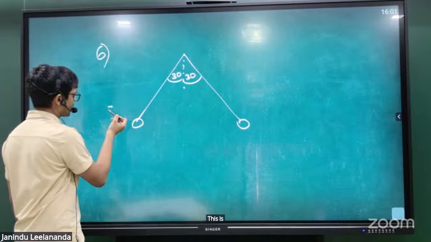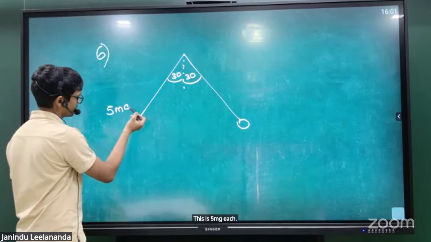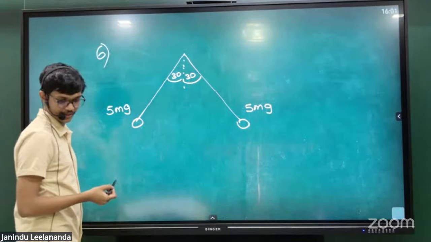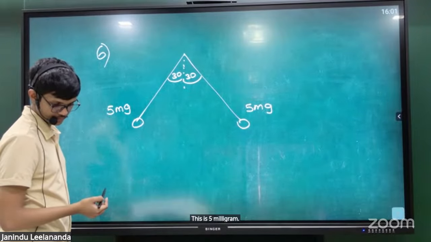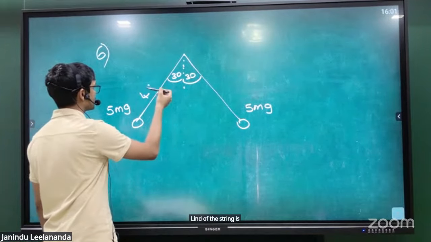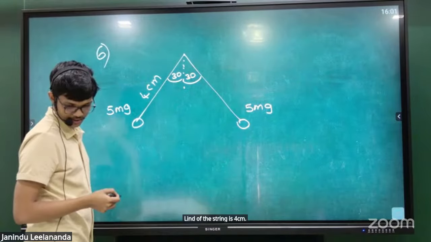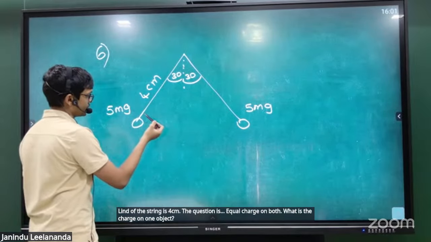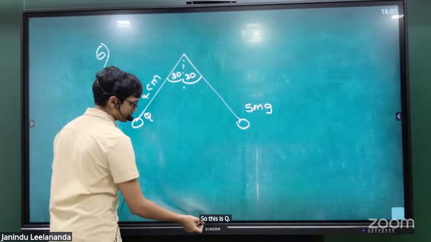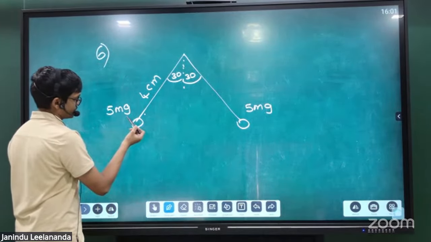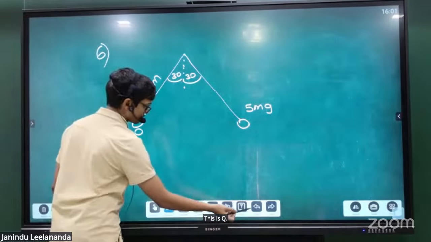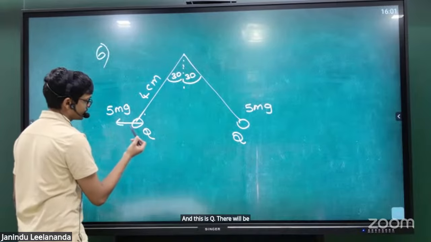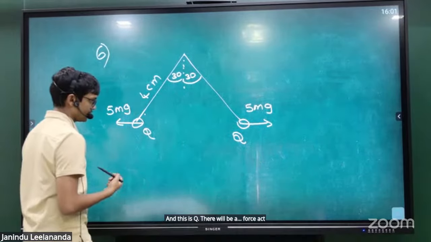This is 5 milligram each. This is 5 milligram. Length of the string is 4 centimeters. The question is equal charge on both. What is the charge on one object? So this is Q. This is Q and this is Q. There will be a force acting between them like this.